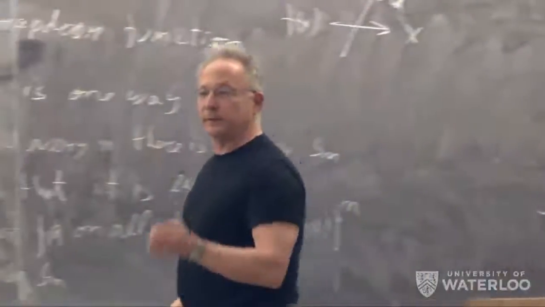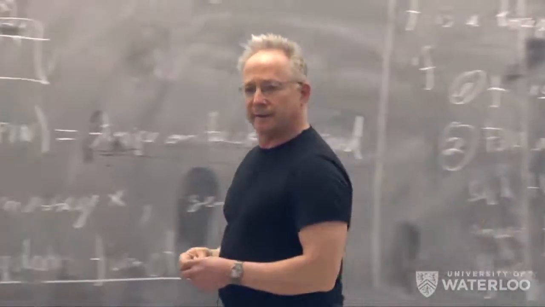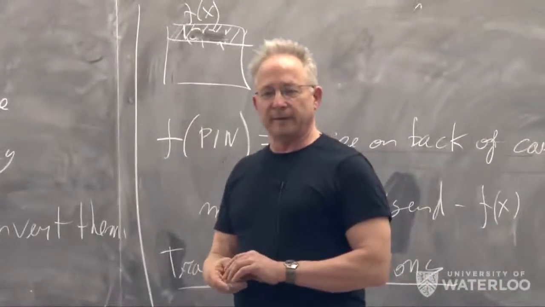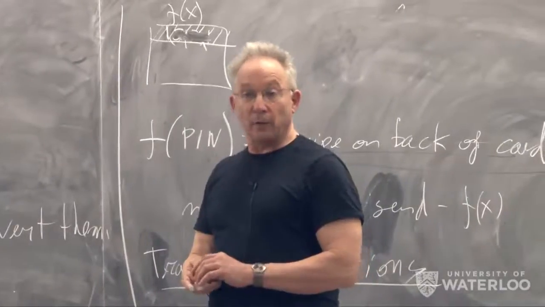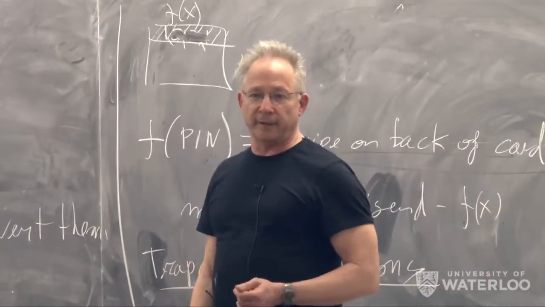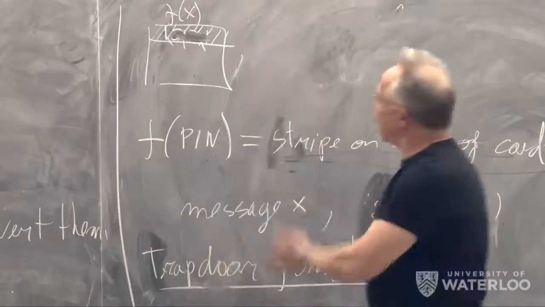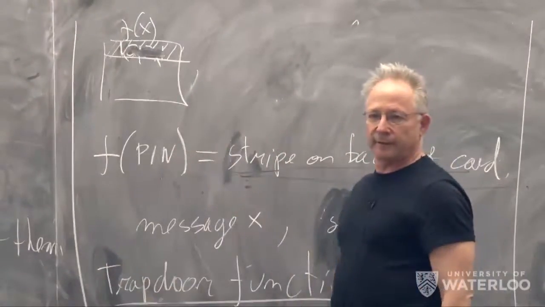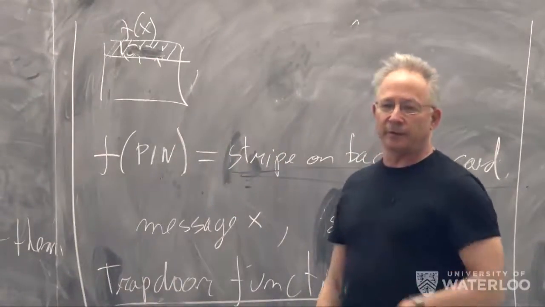You have this secret. Yes? For a one-way function, if you know what f is, can you invert it? No, you know what f is and you cannot invert it. That's the whole point. Because all the ATM machines know what f is, and still you cannot invert it.